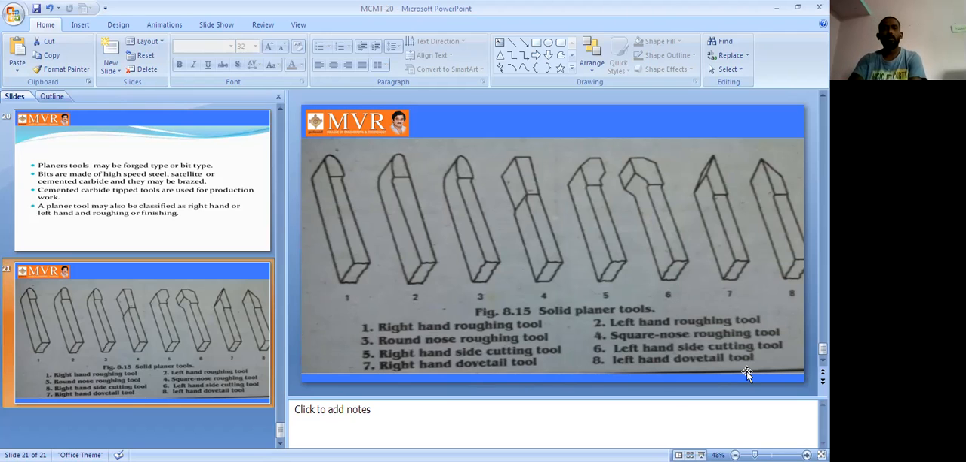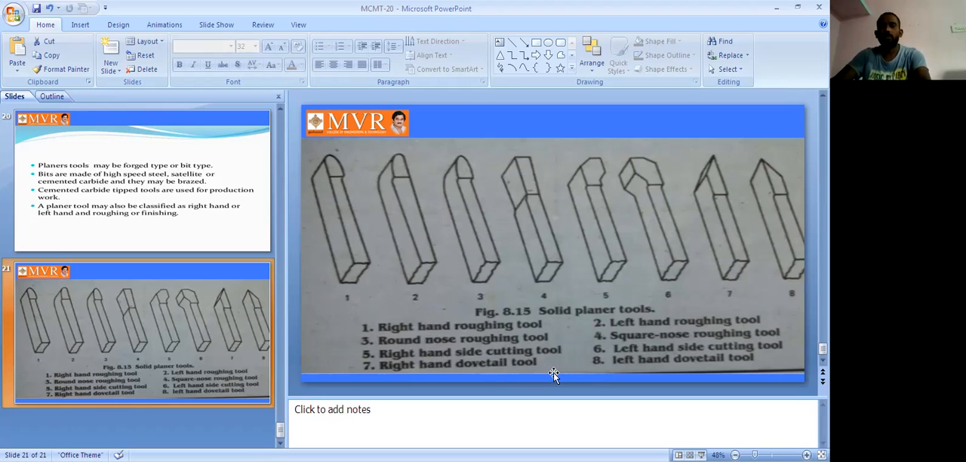So overall there are 8 tools, and we have 3 types of operations we can do: roughing tools, side cutting tools, and dovetail tools. These 3 are very important. In roughing tools we have right, left, square, and round. In side cutting we have left side cutting tool and right side cutting tool. Next is dovetail: left hand dovetail tool and right hand dovetail tool. So these are the 3 major kinds of tools. It is the planing machine tooling, and that is our class for today.